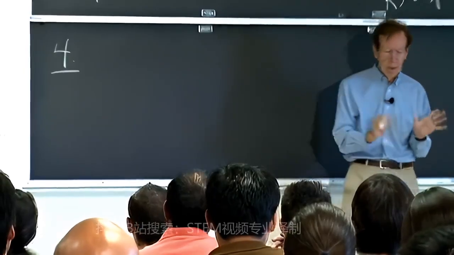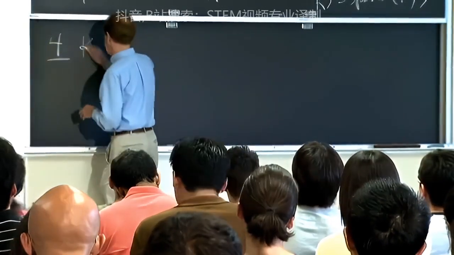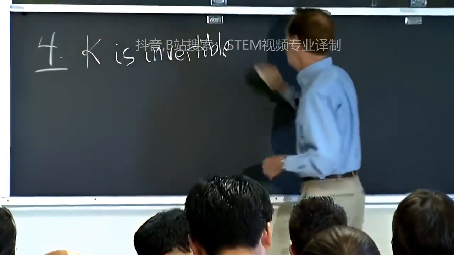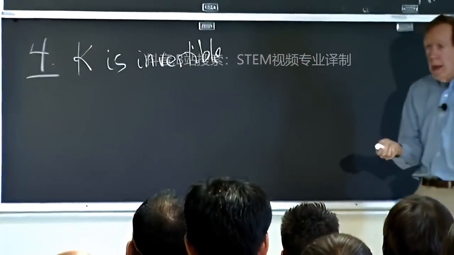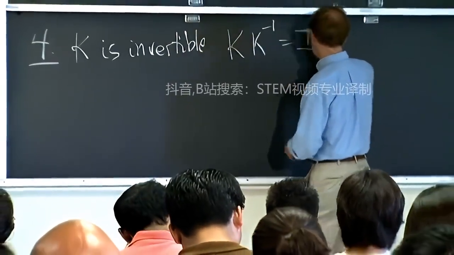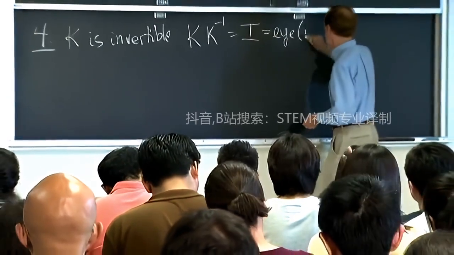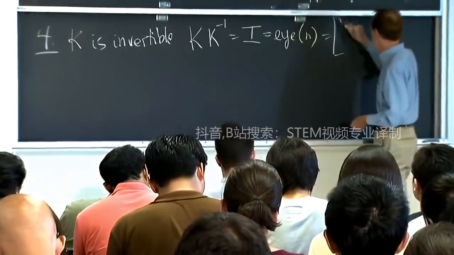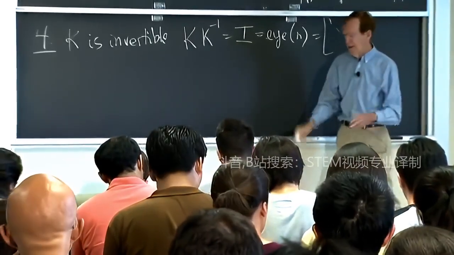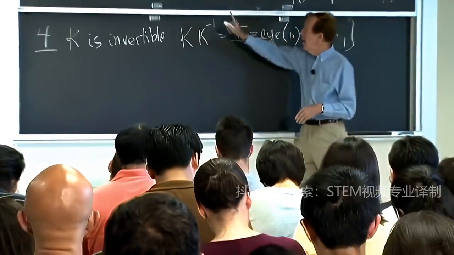And that's an important question. And how do you recognize an invertible matrix? So this one is invertible. So let me say K is invertible. And what does that mean? That means that there's another matrix, K inverse, such that K times K inverse is the identity matrix. The identity matrix in MATLAB would be I of n, the diagonal matrix of ones. It's the unit matrix. It's the matrix that doesn't do anything to a vector. So this K has an inverse.